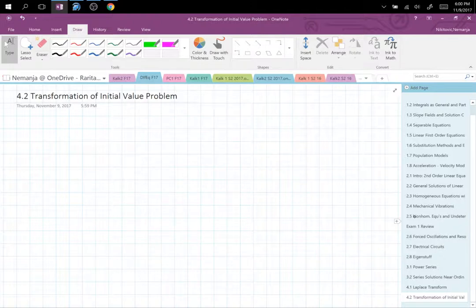Hello and welcome back to Differential Equations, section 4.2. We're finally going to see how to transform the differential equation using Laplace transform.